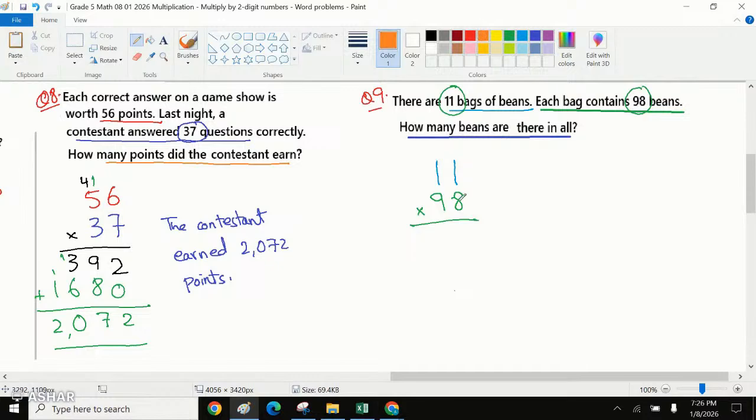So 8 times 1 is 8. 8 times 1 is 8. We put a 0 at the units because we are doing the tens now. Multiply 9 times 1 is 9 and 9 times 1 is 9. So when we add them together, this is 8. 8 plus 0 stays as 8. 8 plus 8 is 16, and 8 plus 9 would be 17. We carry a 1, this is 1078.